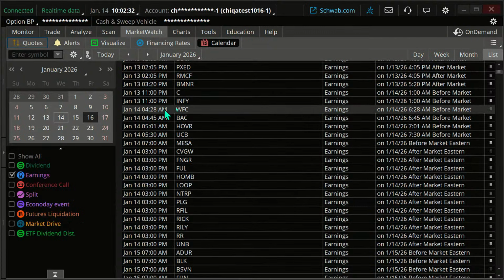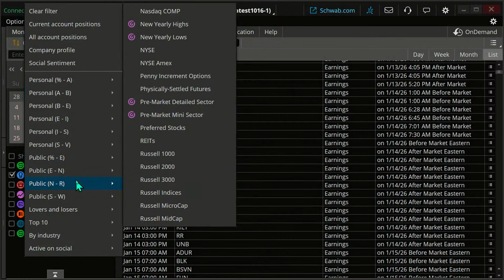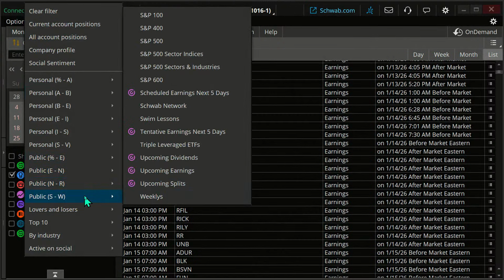But here's the list. There's a lot of stocks that have earnings. If you want to narrow that down, just go to the little gear up here, click on that, and you can choose a watch list. You can narrow this down to the S&P 500 if you want. That's going to narrow it down significantly. The S&P 100, I do that quite frequently. But let me mention this as well. You can also narrow it down to the watch list of your choice.